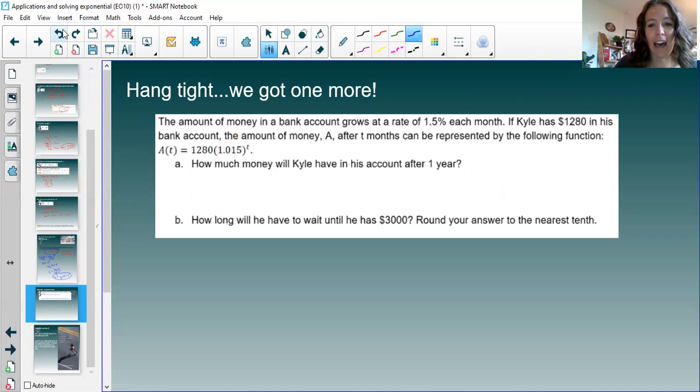How much money will Kyle have in his account after 1 year? So what are we talking about here? Here we're talking about time and after 1 year. So all I need to do is plug in 1 here. So if you're using the function, if we just plug in 1, it's just 1280 times 1.015, which is 1299.2.